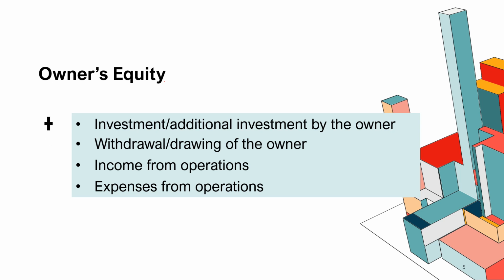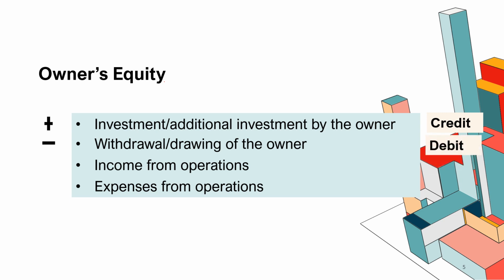So investment or additional investment by the owner will increase your owner's equity. That's the effect of this investment on the owner's equity. So what will you do? Will you debit or credit this investment? Yes, it will be credited. Why? Because when we increase owner's equity, we credit owner's equity. How about withdrawals or drawings of the owner? Will it increase or decrease? Definitely it will decrease. So what will you do? Will you debit or will you credit withdrawals or drawings? You have to debit.